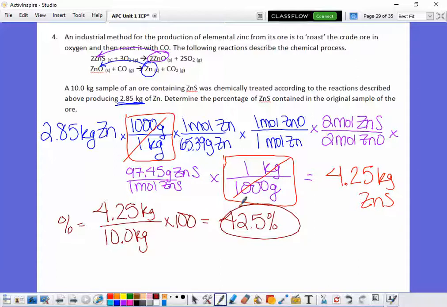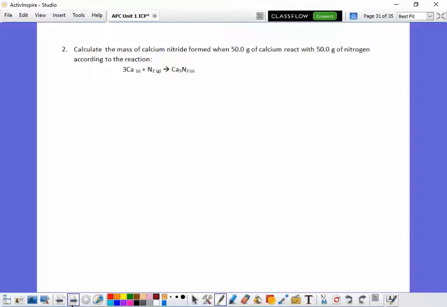We're going to do one more together for today. And that's one of the limiting and excess reactant problems. It's not the first one. Sorry. We're going to go ahead and skip to page 12. We're going to do the top one. This one.